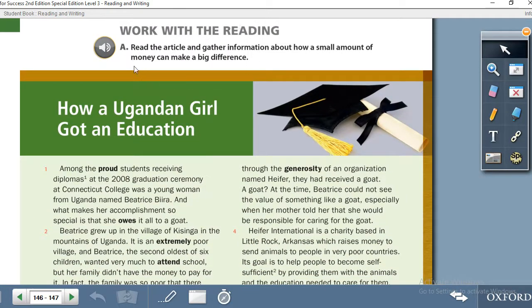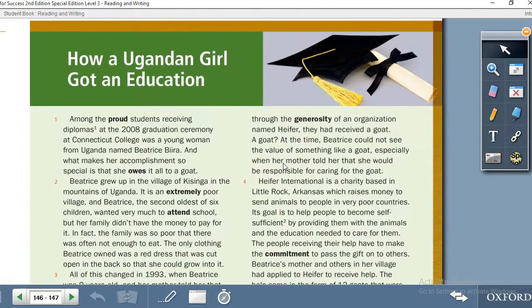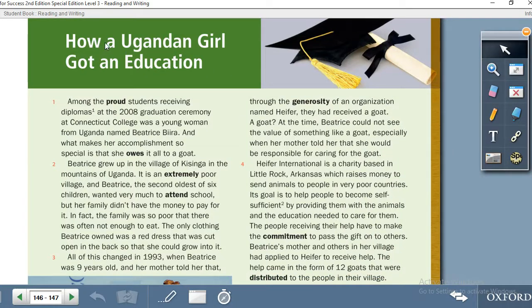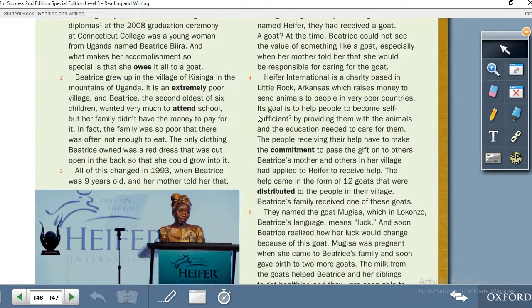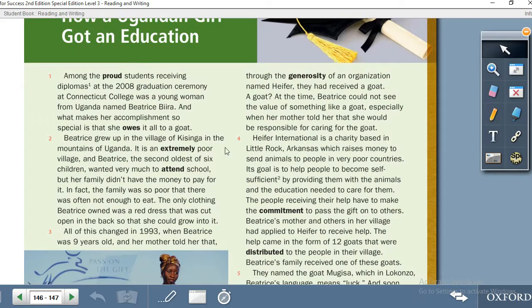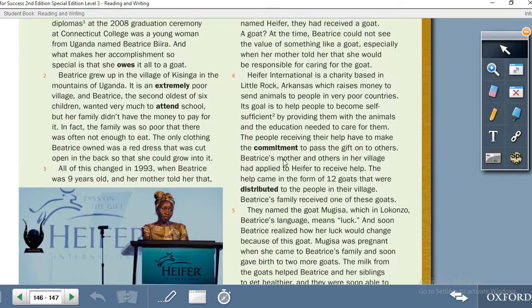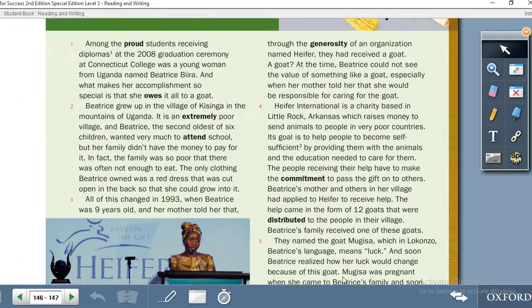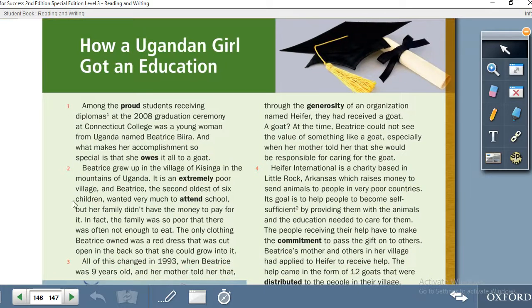Work with the reading. Exercise A. Read the article and gather information about how a small amount of money can make a big difference. So this is the article, How a Ugandan Girl Got an Education. You will now read this article, and as you can see, the vocab is written in bold. Proud, owes, extremely, attend, generosity, commitment, distributed. So yes, you will read this article. I will now turn over to page 148.